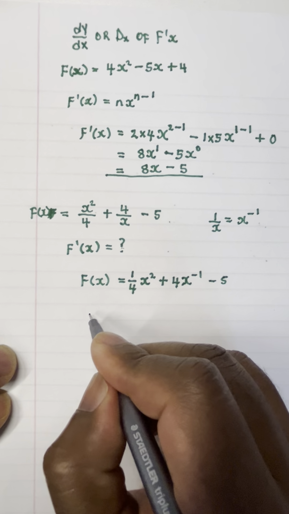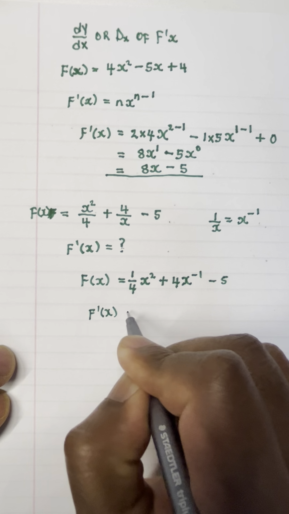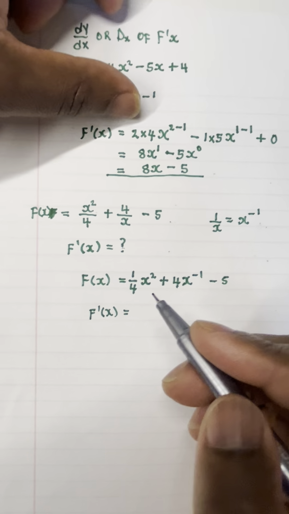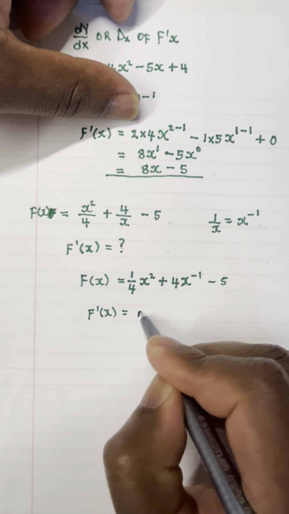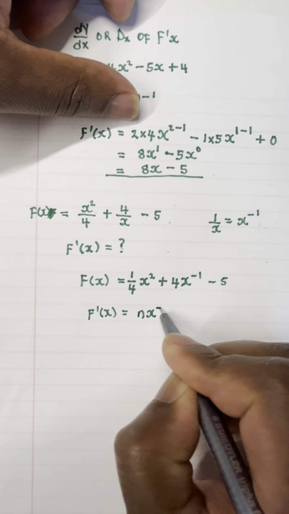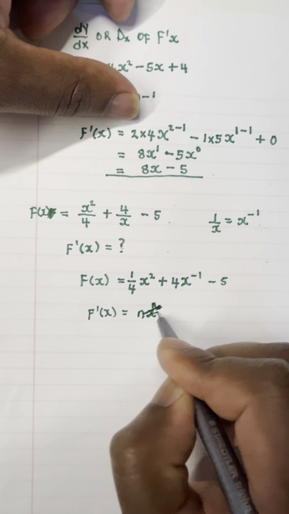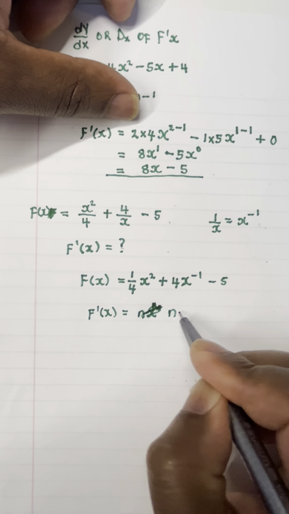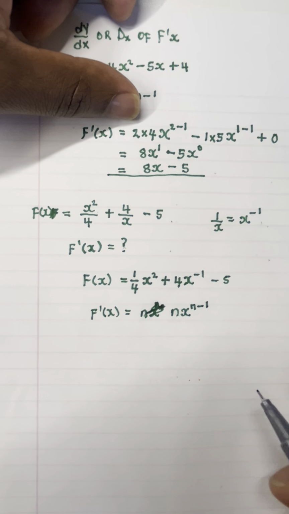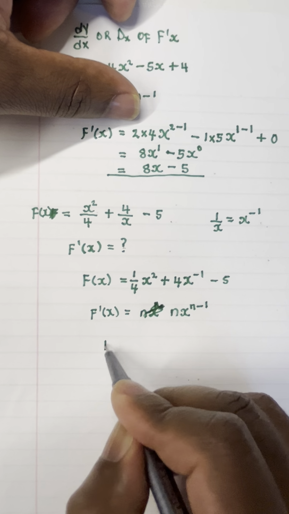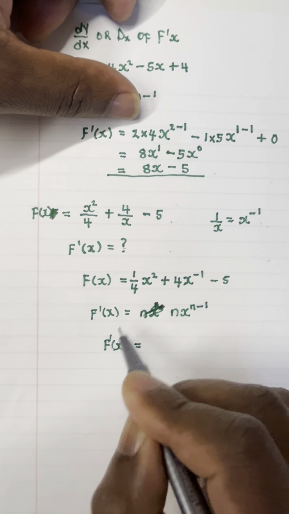Now when we're taking a derivative of this one, we say f prime of x equals. Now let's do the algorithm. The algorithm is n times x to the power n minus 1.